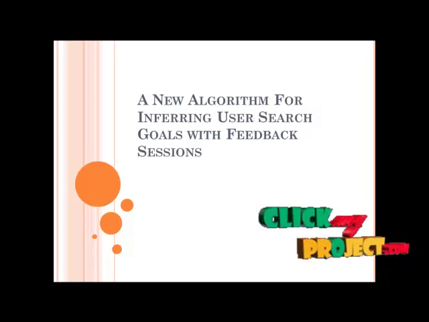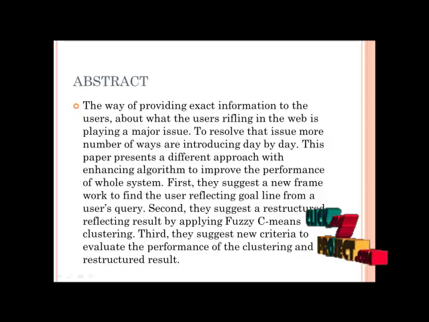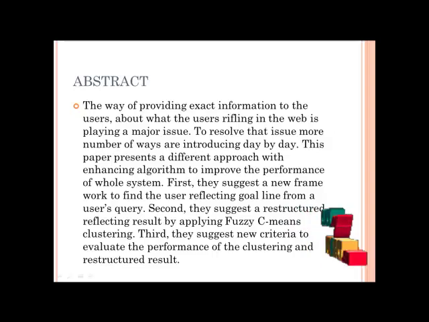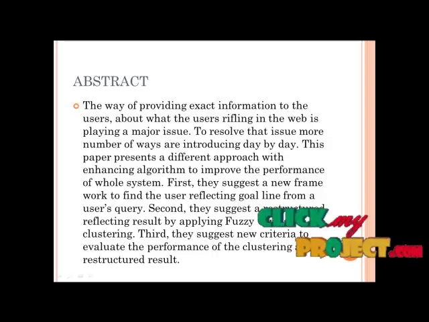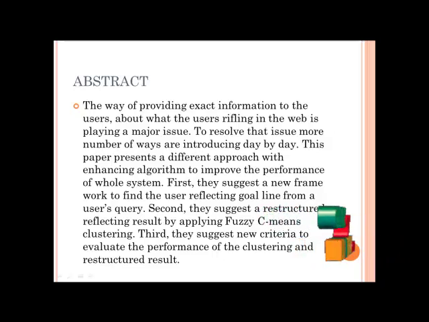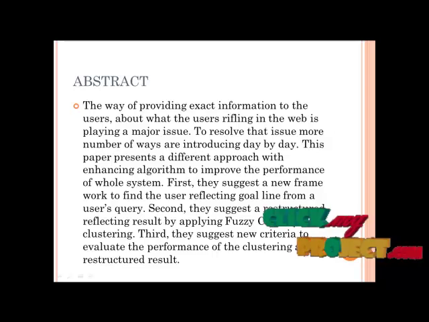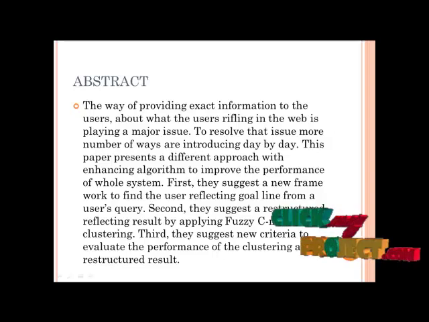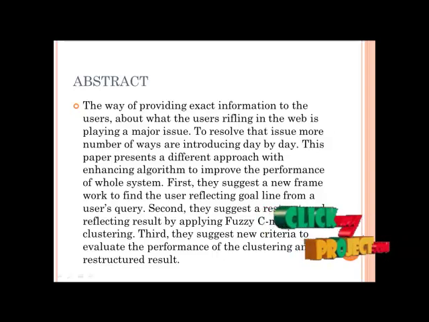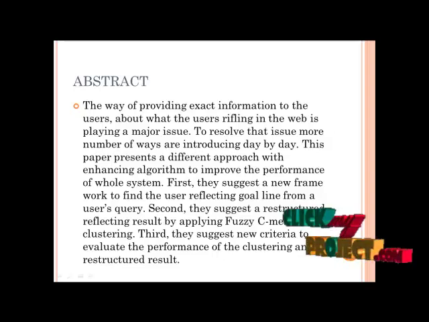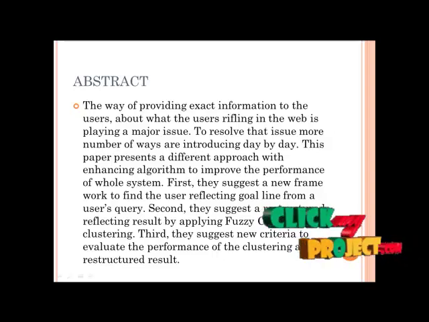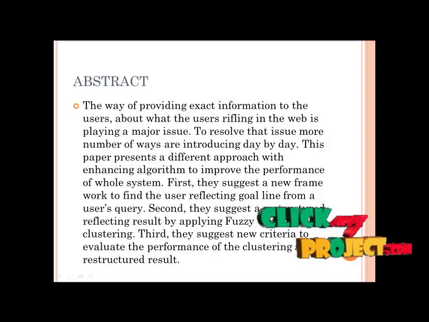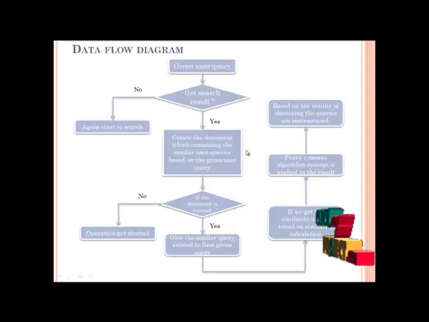Now, going to explain the project. In this project, the main objective is to obtain the user search goal while the user searches in the search engine. Then, going to explain the abstract. To provide exact information to the users while searching in the search engine, exact result providing is the major issue. In the existing method, they did not consider the feedback sessions. In the proposed system, they consider the feedback sessions to improve the search engine result in terms of efficiency and time consumption.